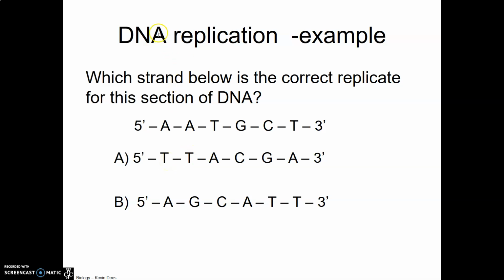So if we want to look at an example of DNA replication, here's a strand of DNA with a 5' end and a 3' end and a sequence of nucleotides, A, A, T, G, C, T. So which strand below, strand A or strand B, is the correct replicate for this section of DNA?